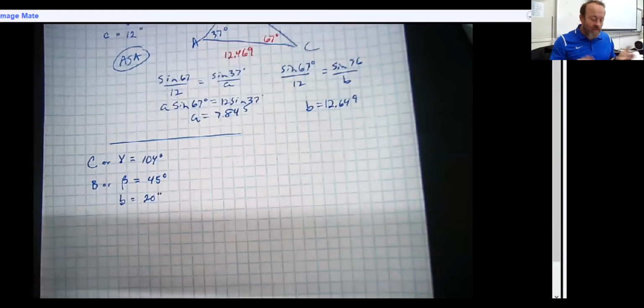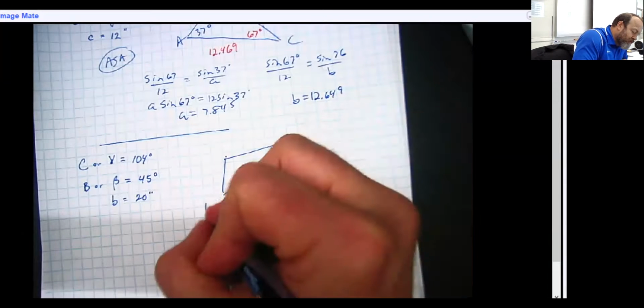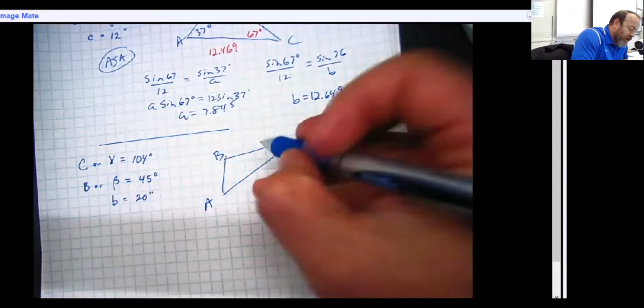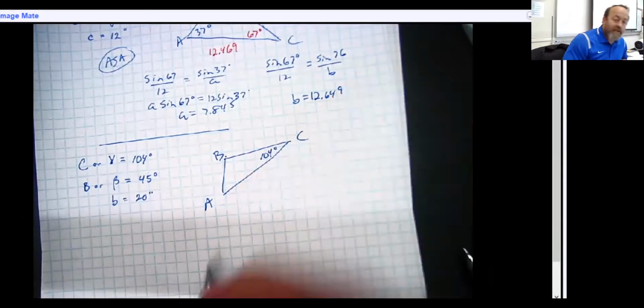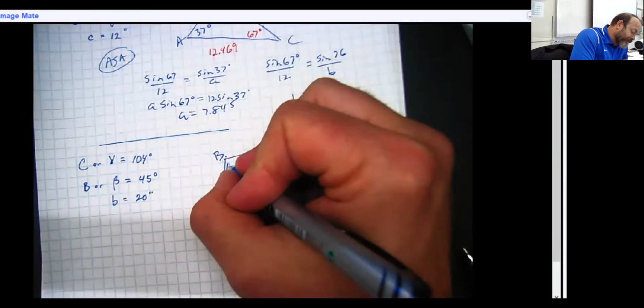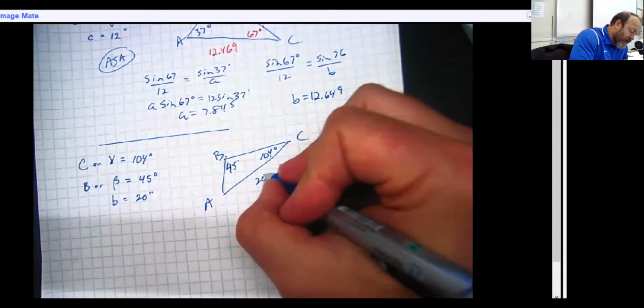Again, by looking at it, you don't really know exactly what you're looking at. But just like the problem a minute ago, I'm just going to make a random triangle. And this says angle C is 104 degrees. And I actually like the fact that I made this look bad. That's an obtuse angle. It doesn't look like it, but it is. Angle B is 45 degrees, and side length b is 20 inches.